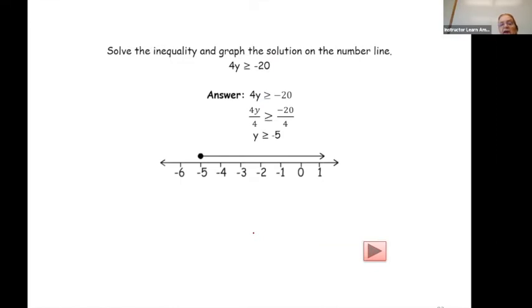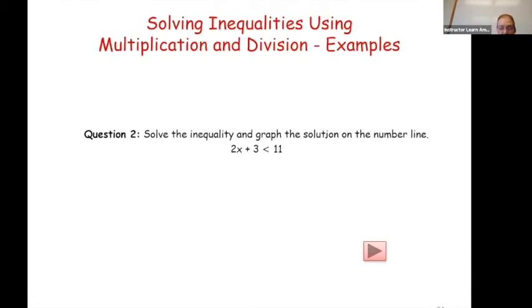And here we have a nicer version of the solution, showing the solution from negative 5 moving on to the right. And the process of dividing both sides by the positive 4 does not alter the nature of the inequality.